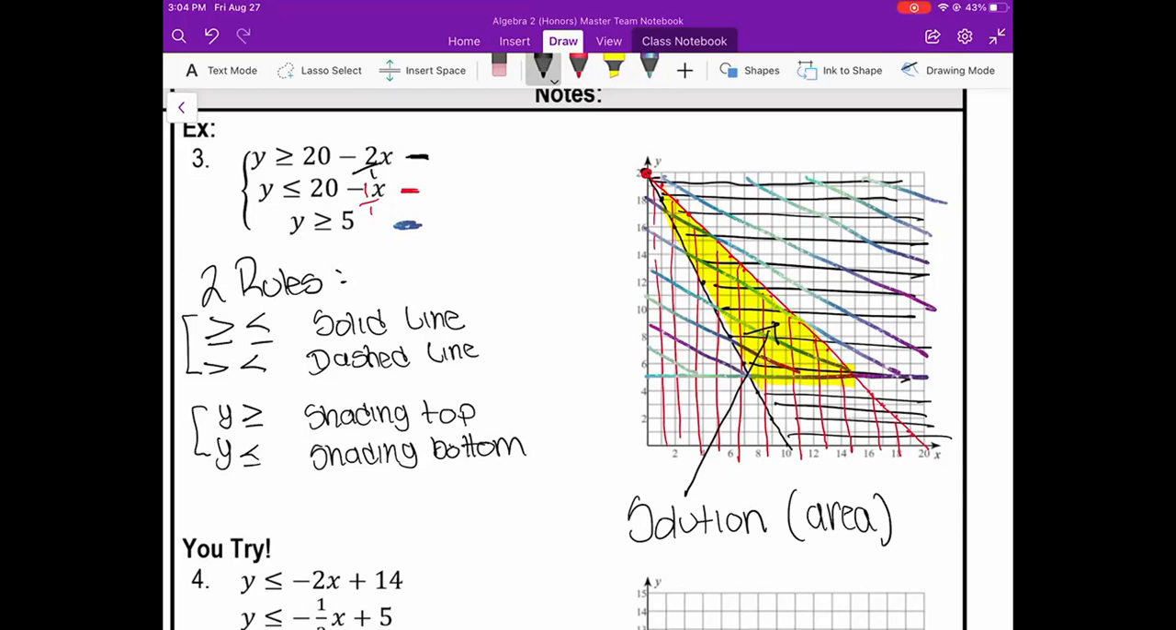So there isn't just one answer. There's a bunch of answers. Any point that is inside that area is a solution. For example, (10, 6), that is right there. That is one of the solutions to the inequality.